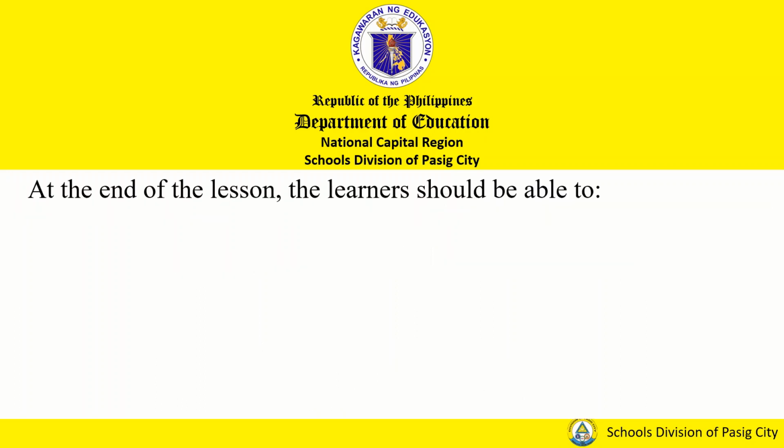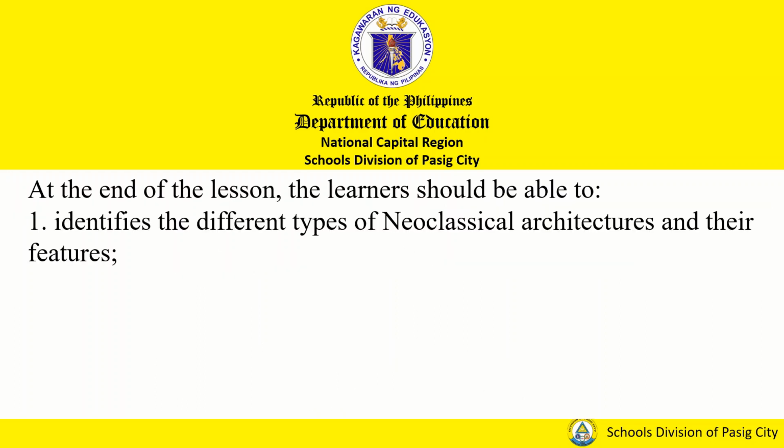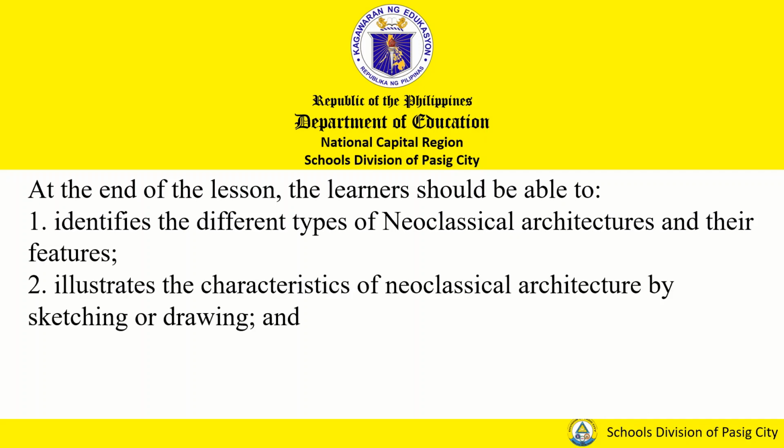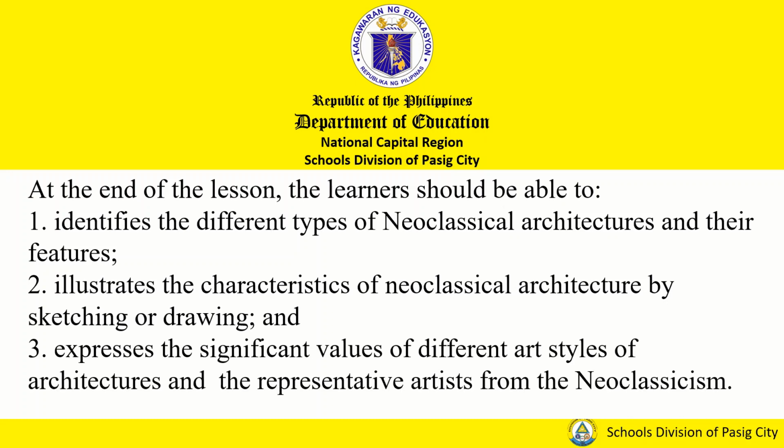Here are the objectives for today's lesson. 1. Identifies the different types of neoclassical architectures and their features. 2. Illustrates the characteristics of neoclassical architecture by sketching or drawing. 3. Expresses the significant values of different art styles of architectures and the representative artists from the neoclassicism.